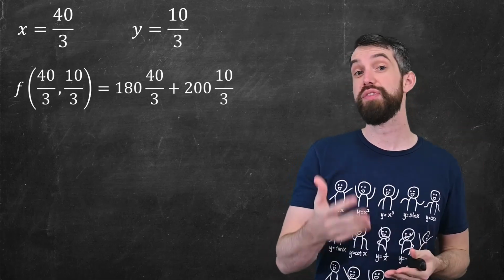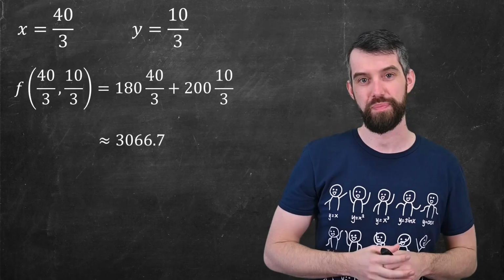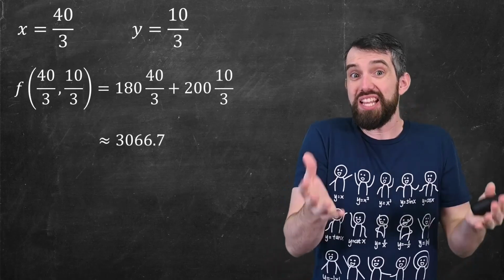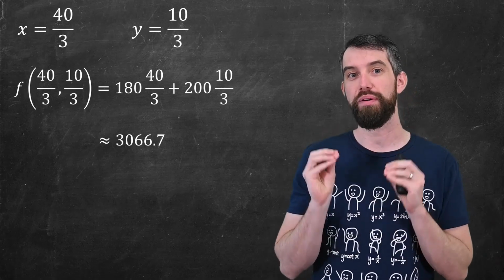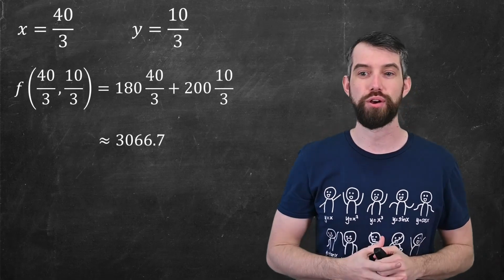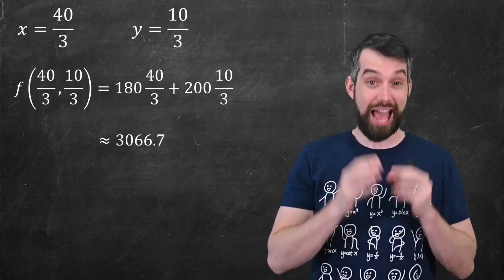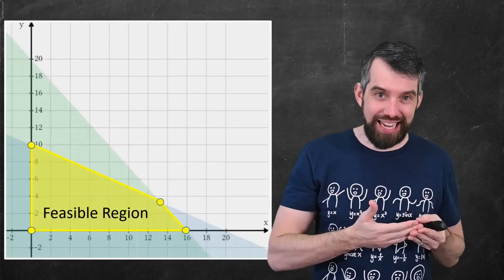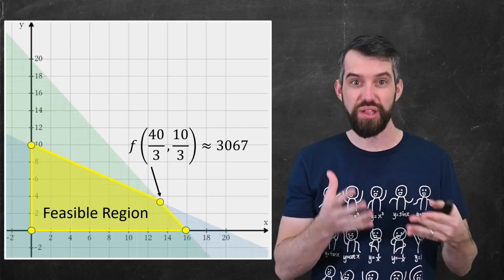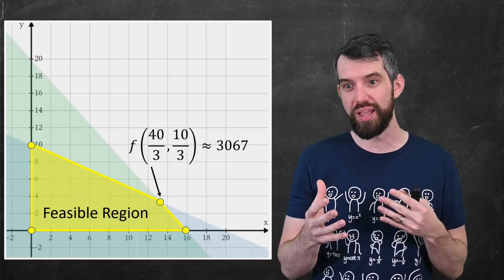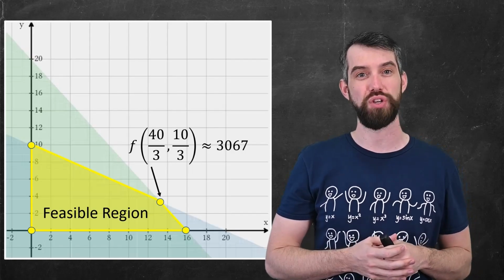Plug those in, and I get 3066.7. So that's how much money I'm going to make at this, what I'm claiming is optimum value. Okay, so let's turn back to our graphs. The claim here is that at this vertex, which is located at x value, the number of tables being 40 over 3, and y value, the number of bookshelves being 10 over 3, I'm going to make this $3,067.